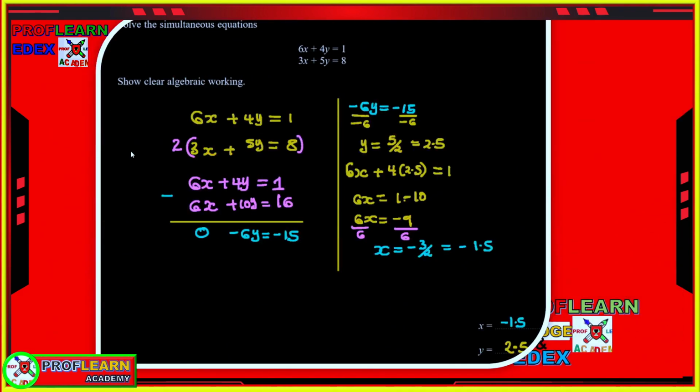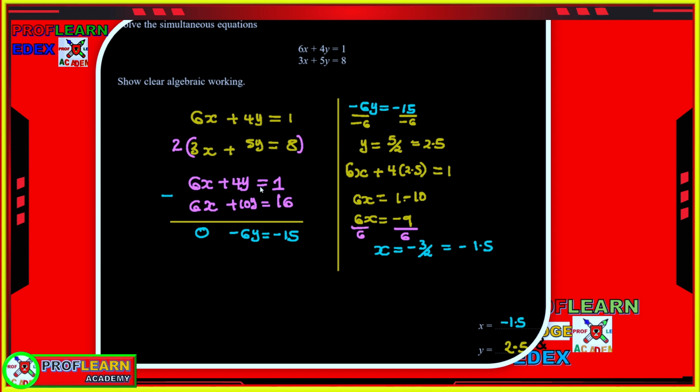We need also to look at how to solve simultaneous equations, and when you look at these simultaneous equations that are given here, the values of x and y are different. So if we want to eliminate x, we are going to ensure that x is the same here. So I'm going to multiply by 2 all through. So if I multiply by 2, this will be 2 times 3x will be 6x, this will be 10y, and you have to remember that this number is also multiplied, and that's going to be 16.